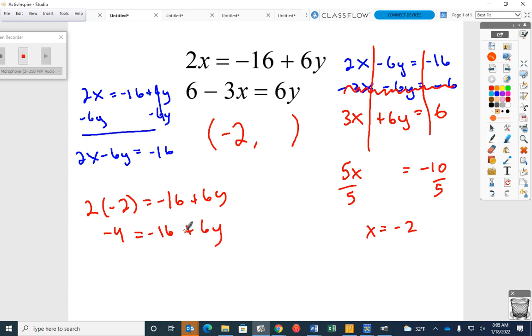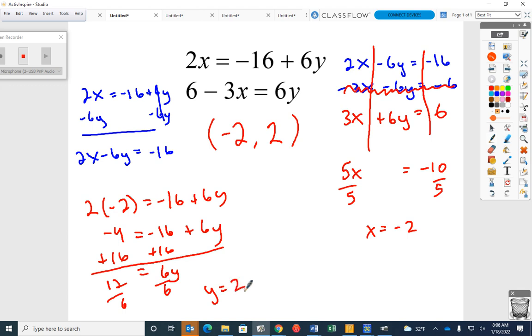Is this now a two-step equation? Yeah? Okay. So I'm going to add 16 here. I'm going to add 16 here. Okay, I have 6y left. What's negative 4 plus 16? 12. Can I divide each side by 6? Yep. And what do I get if I divide each side by 6? Y equals 2.